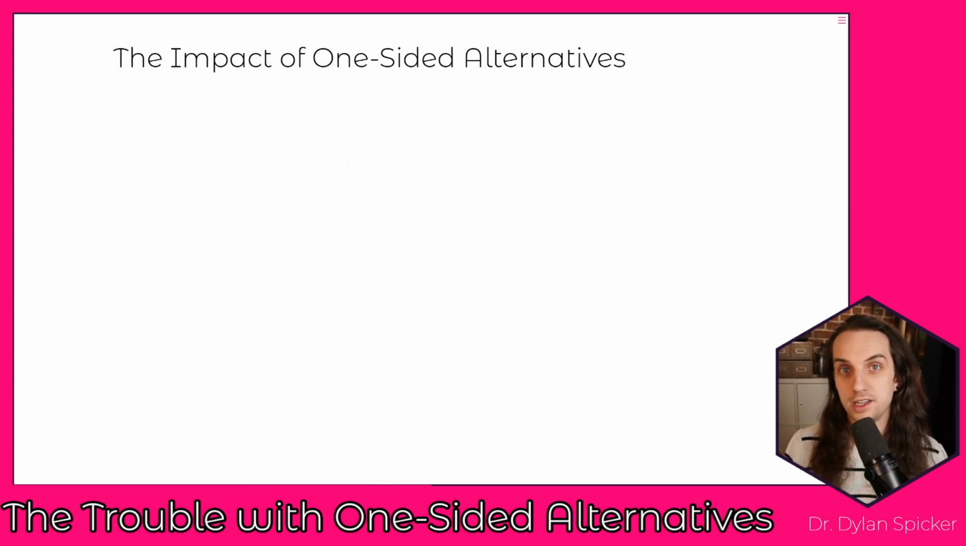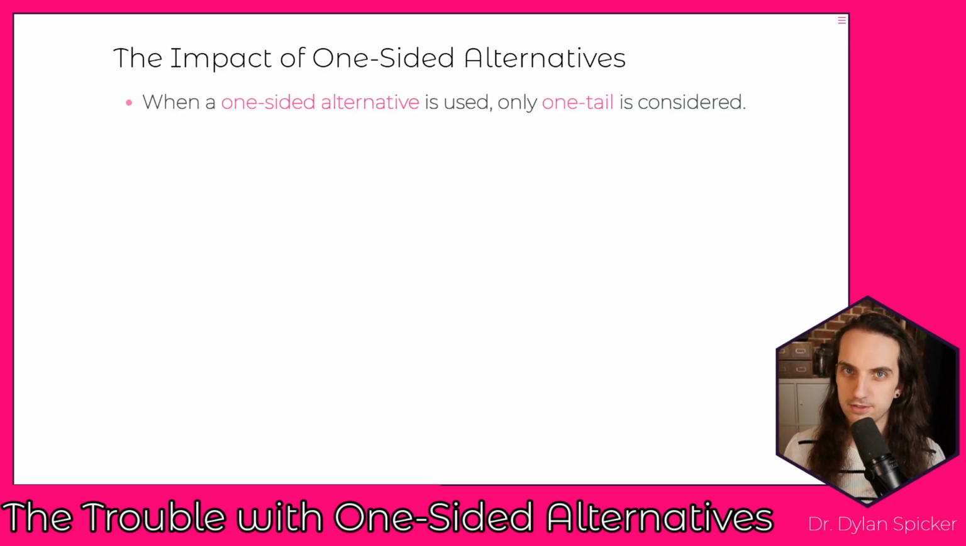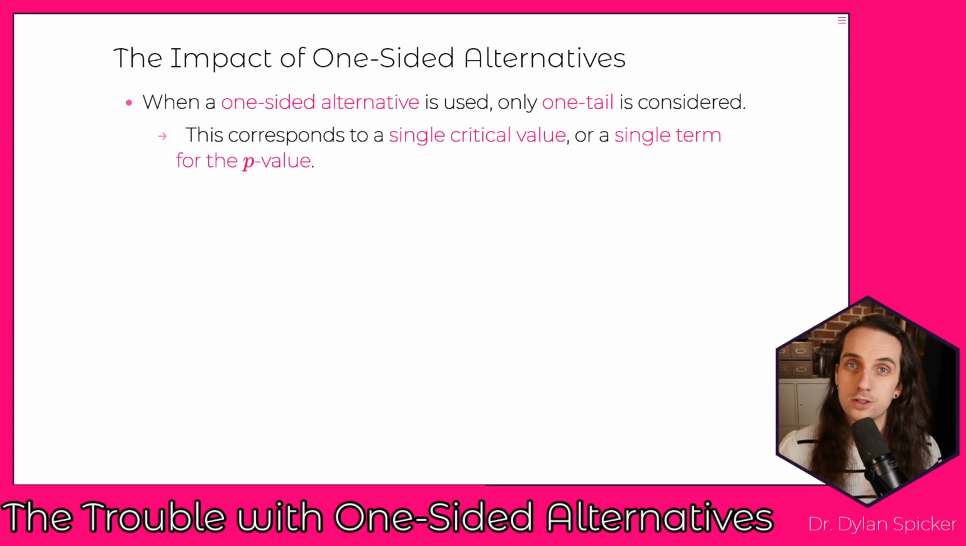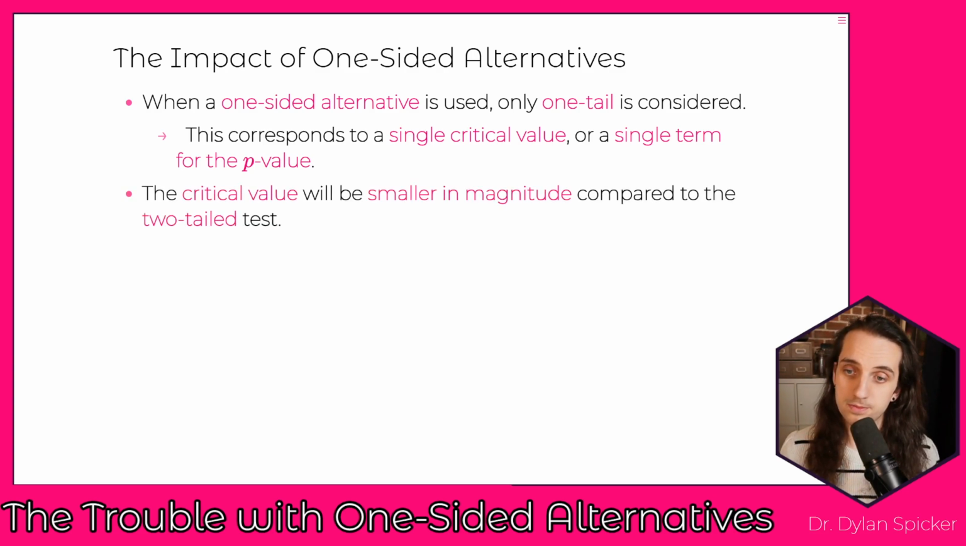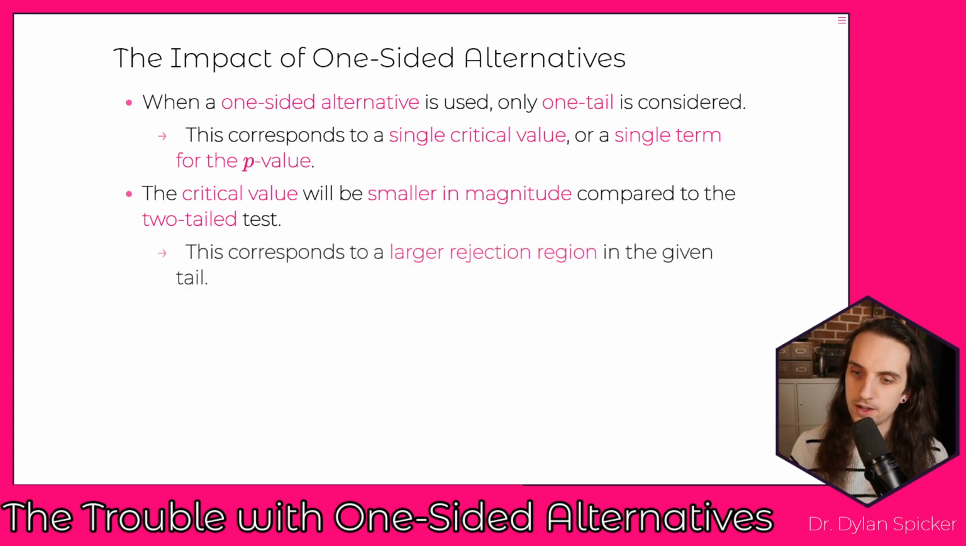So what is the actual impact of doing a one-sided alternative in hypothesis testing? If we use a one-sided alternative, only one tail is being considered in our distribution. Okay? And so this is either going to correspond to a single critical value or a single term in our expression for the p-value. The critical value is going to typically be smaller in magnitude compared to the equivalent significance level for a two-tailed test. And so if you're going to run a test with alpha equals 0.05, you're going to have a smaller magnitude critical value than you would if you ran a two-tailed test with alpha equals 0.05.